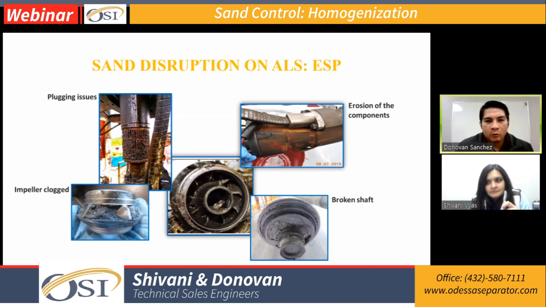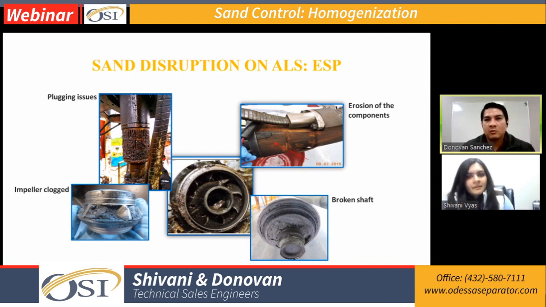Okay, so what do you think some of the issues would be if you just go straight into the well with an ESP with no sand mitigation tools? Your pump's going to be pumping all that sand that Shivani just described in just a single well. With an ESP, you may see one of a few issues, from plugging issues and you're seeing your impeller clogged from just there being too much sand.